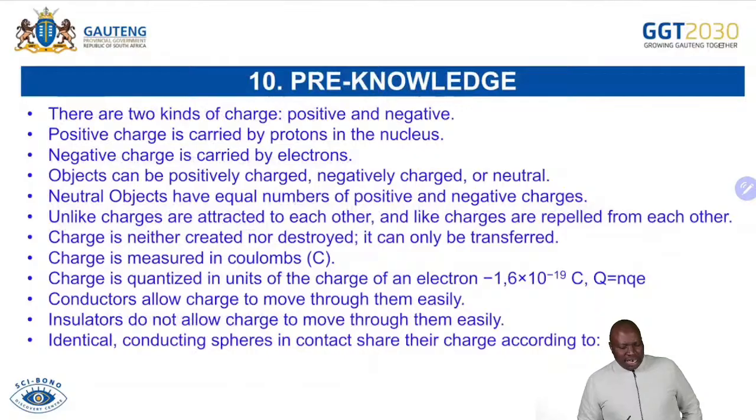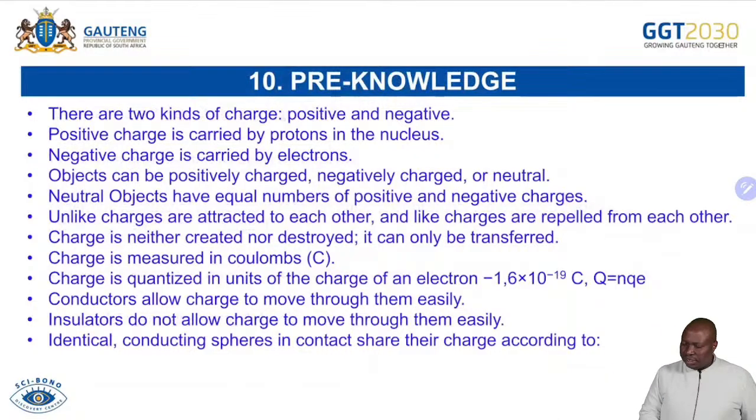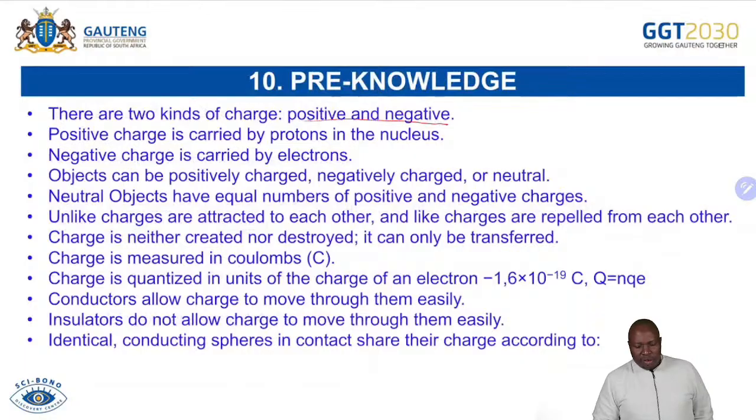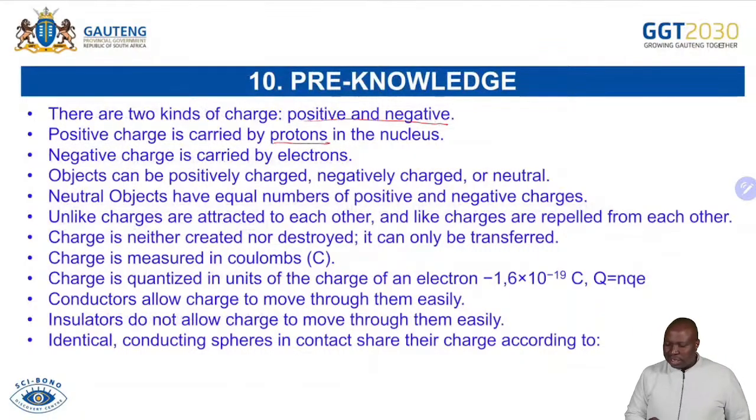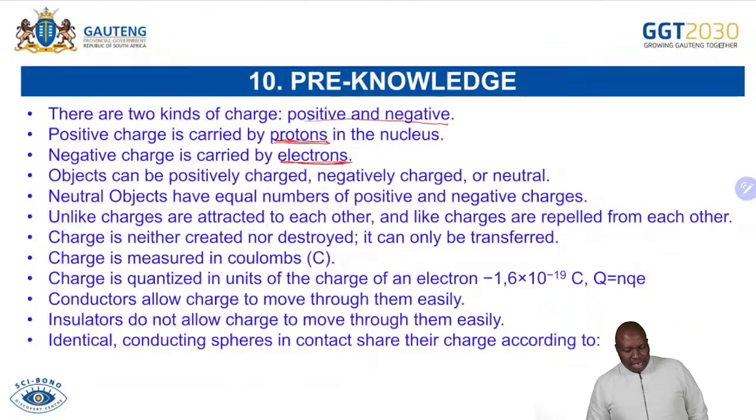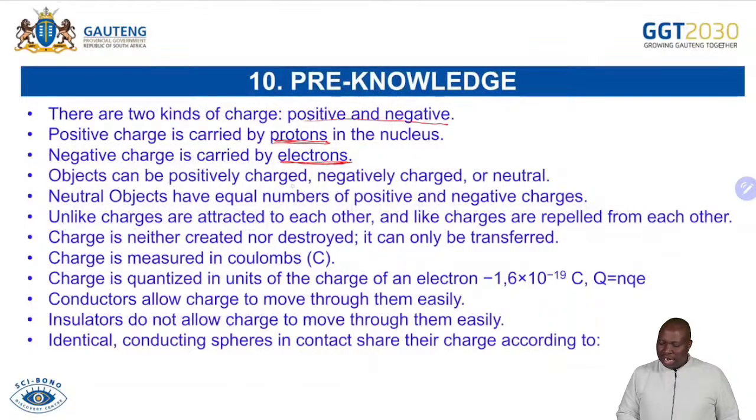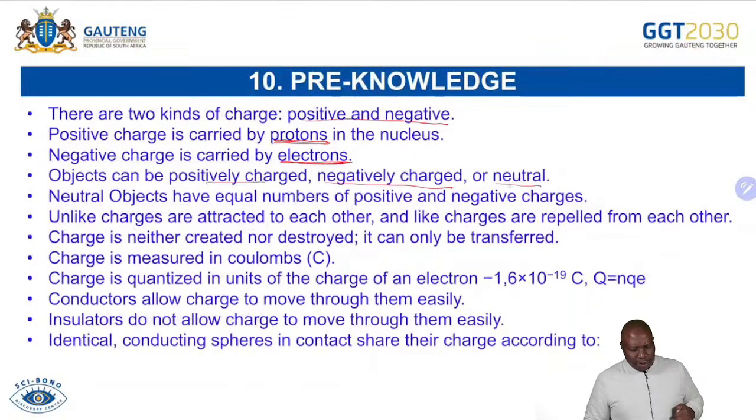Now, in grade 10, you have done the two kinds of charges, which are the positive charge and negative charge. You have done that positive charge is carried by protons. I just talked about it here in the nucleus. And negative charge is carried by electrons. So protons, positively charged. Electrons, negatively charged. The other thing, we're saying an object can be positively charged, negatively charged, or neutral. So it's important, as we give you a statement, that you understand whether the object is positively charged, negatively charged, or neutral. You will see we'll be dealing with that aspect now.